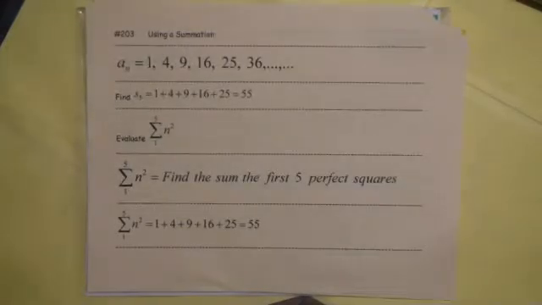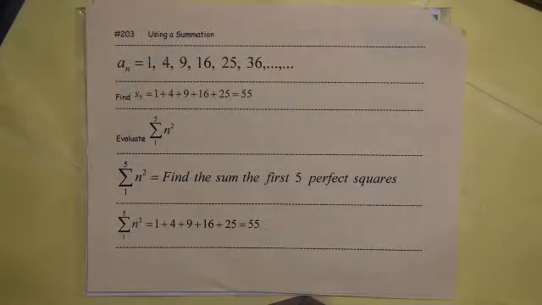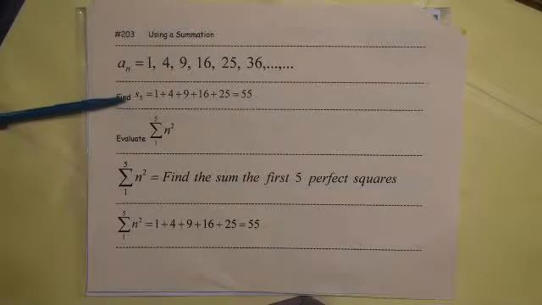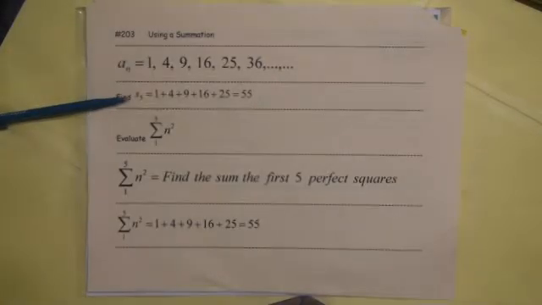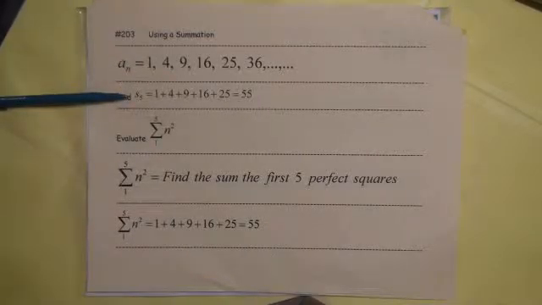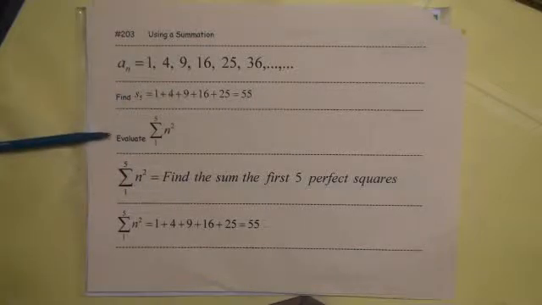A summation is just like a series, and a series is basically the sum of a sequence. So here is a typical sequence right here. We have a sub n equal 1, 4, 9. That's obviously the perfect squares. S sub n would be to put a plus sign between each of the terms of a sequence. You have a sequence, plus signs, series. Very simple. This is another way to express the same thing.